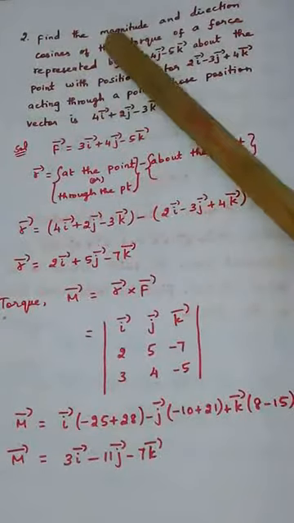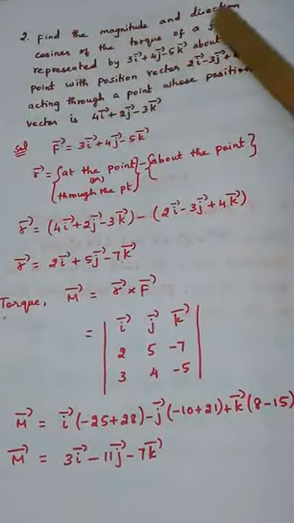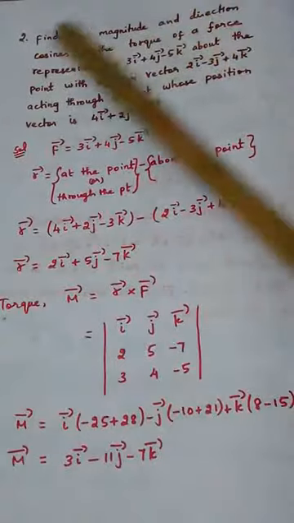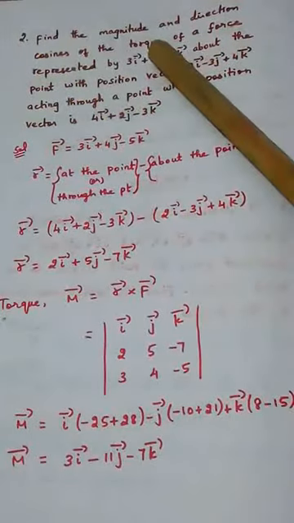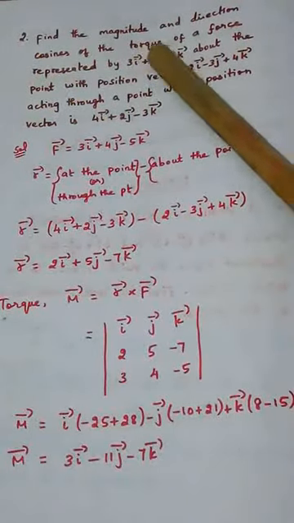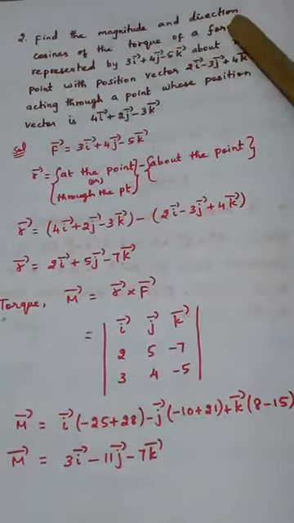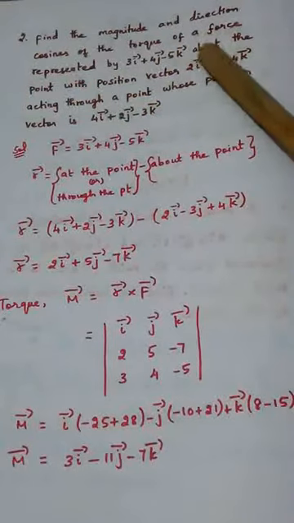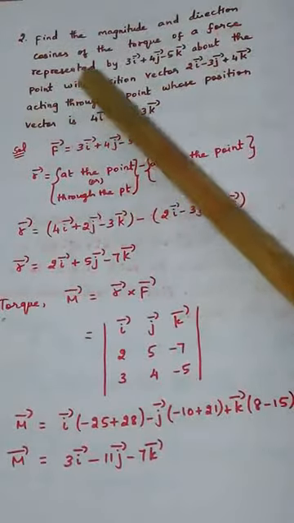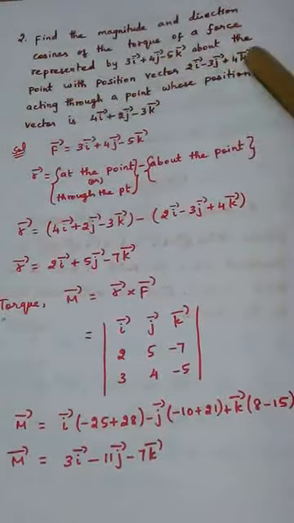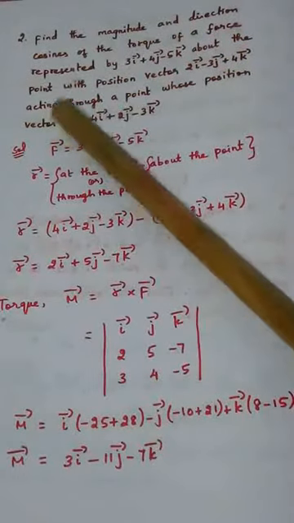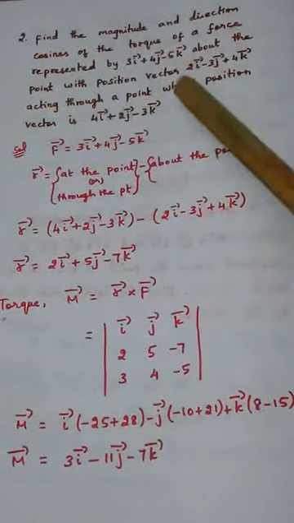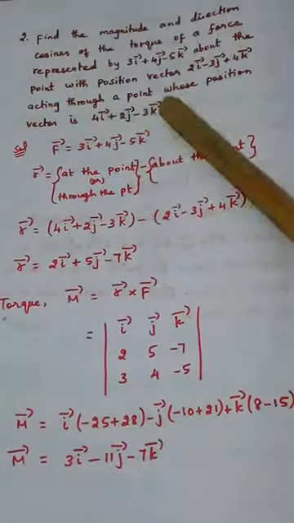Find the magnitude and direction cosines. Find the magnitude and direction cosines of the torque. The other name of torque is moment of a force. A force represented by a vector was given about the point with a position vector, this vector, acting through a point whose position vector is another vector.